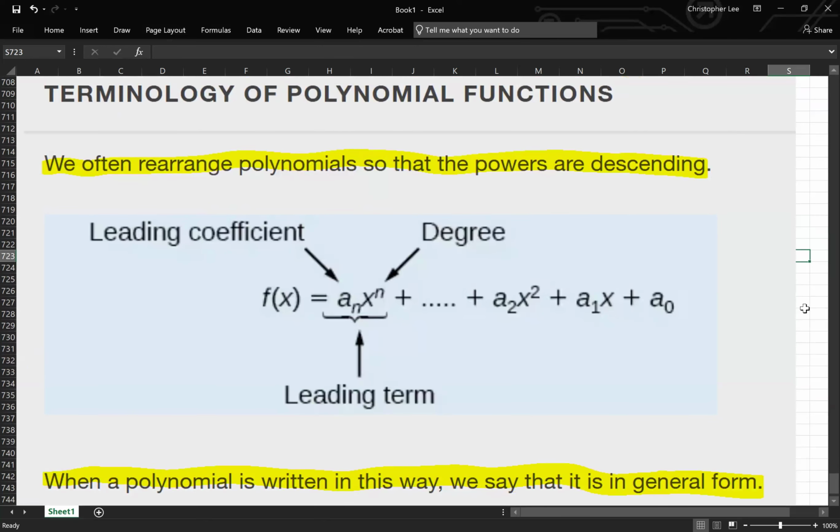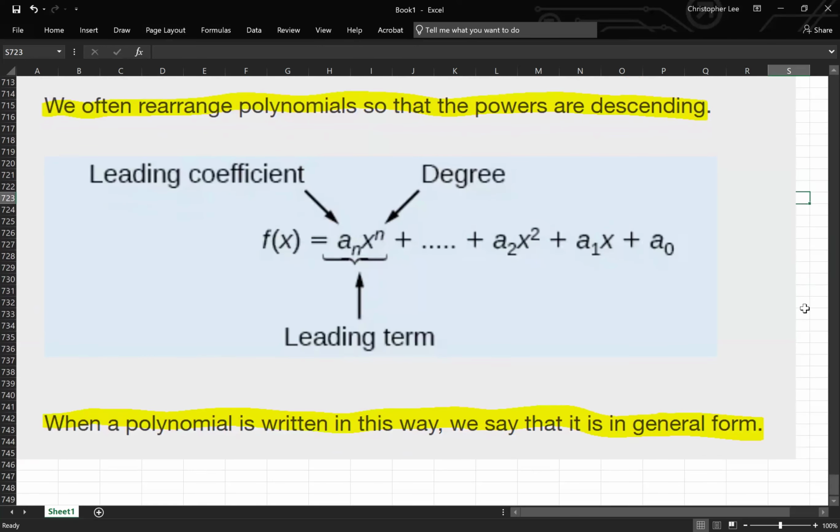All right. Terminology of polynomial functions. We often rearrange polynomials so that the powers are descending. When a polynomial is written in this way, we say that it is in general form. So f of x is equal to a times x to the n. The a is the leading coefficient, the degree is the n on the x, and it can be written as the leading term. When a polynomial is written in this way, we say that it is in general form. All right.